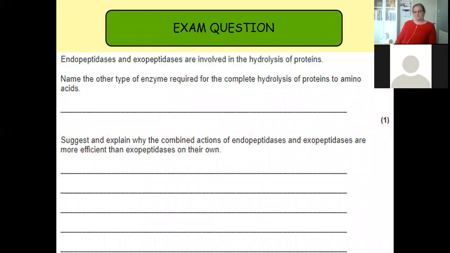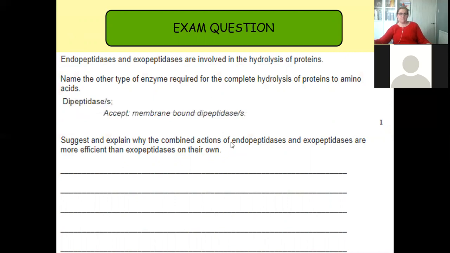So a typical exam question for this: endopeptidases and exopeptidases are involved in the hydrolysis of proteins. Name the other type of enzyme required for the complete hydrolysis of proteins to amino acids. That would be dipeptidases. You could say membrane-bound dipeptidases as well, that's fine.